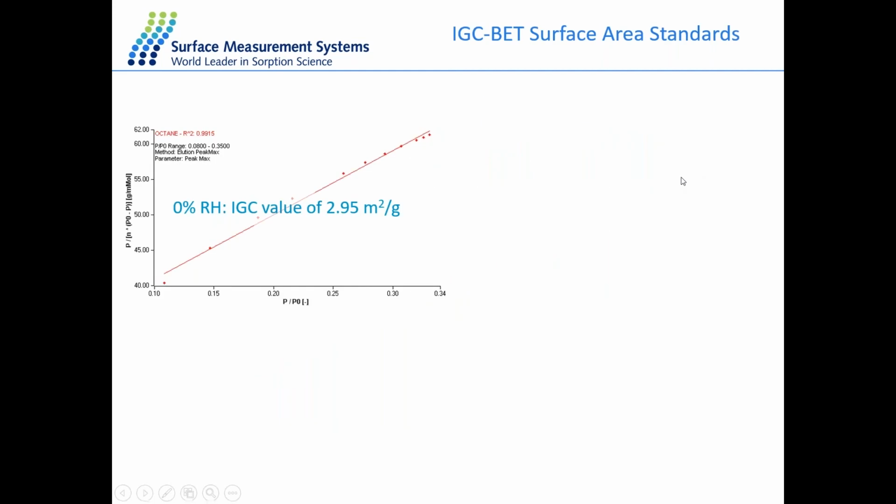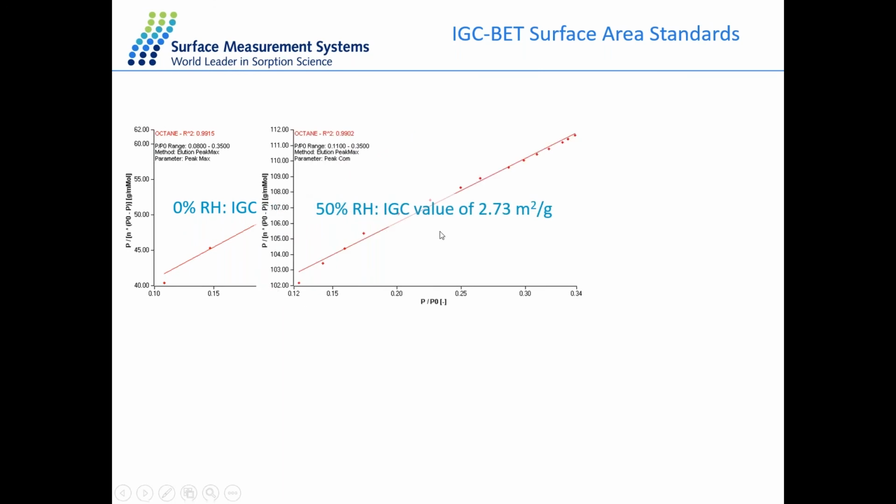So one of the things I mentioned that we can do with the IGC SEA is introduce relative humidity on the surface of the sample. And this may affect properties such as surface area. In this case, we've used one of our samples and we've used octane as a probe. In this example, we have 0% relative humidity and obtained a BET surface area of about 2.9 meters squared per gram. We've then increased the relative humidity to 50%.